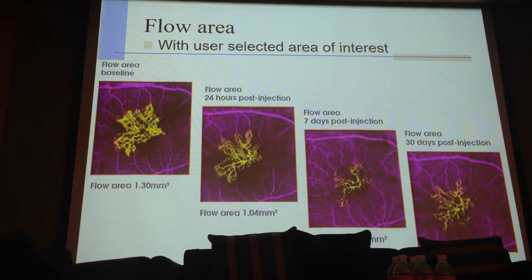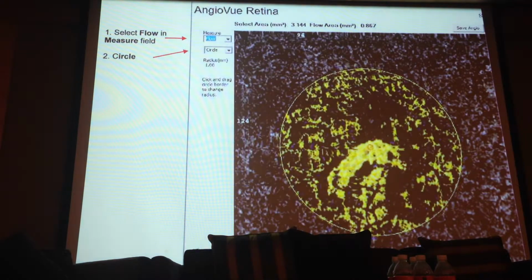With the flow area, it provides the possibility to evaluate, follow up and monitor the patient not only with images, but also with values. Before treatment, for example, 1.3 millimeter square, and after treatment, 0.45. So it's a powerful tool to monitor the diseases. How do we get the measurement tool? It's easy. We just click measure and choose flow, and we put the circle into the position of interest.